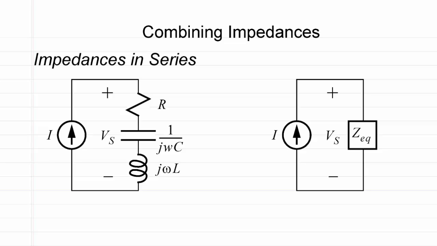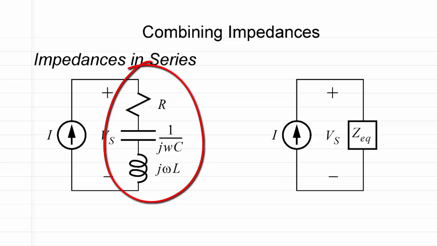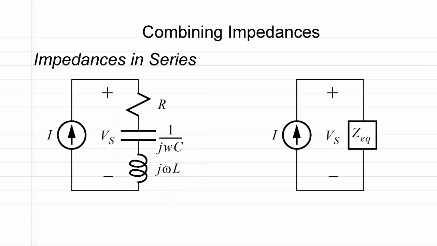Now we'd like to determine how to combine impedances that might be in series or parallel. Because Kirchhoff's voltage law and Kirchhoff's current law apply, we suspect that impedances in series will add, just like resistors in series, and we suspect that impedances in parallel will be the inverse of the sum of the inverses, just like resistors. But before jumping to that conclusion, let's take a look at these three impedances in series, where we have a resistor in series with a capacitor in series with an inductor driven by a current.